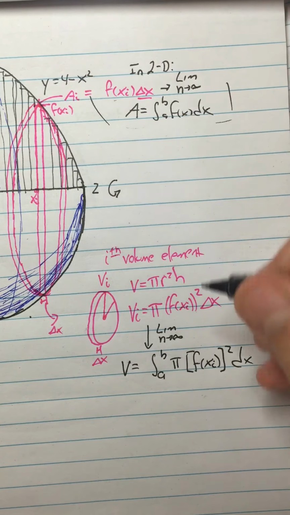The other thing I can do is pull out the pi, because regardless of the shape, if I'm rotating, I'm going to have cylinders, so the volume is going to have pi in it. Let's just pull that out. So the volume is now pi times the integral of f of x squared dx.